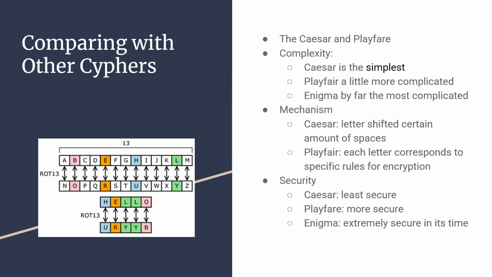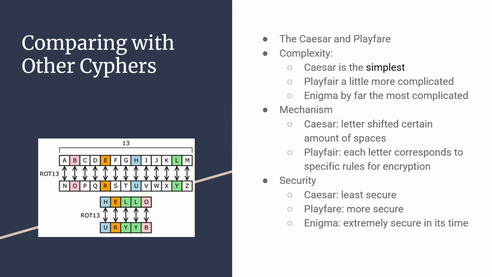So in the example on the left, an A becomes an N, a B becomes an O, a C becomes a P, and so on and so forth, just by shifting the original text by 13 places. The Playfair cipher is a little more complicated than the Caesar cipher.